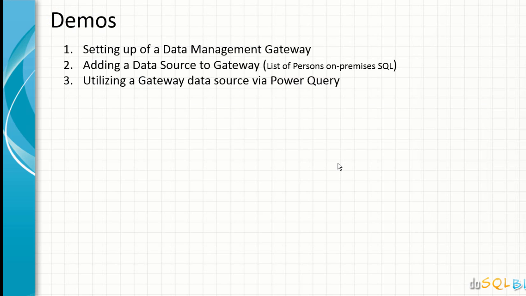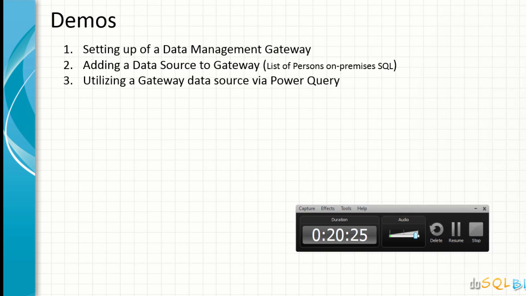Now the next thing is utilizing a gateway data source via Power Query. We added a data source to the data management gateway, but we want to utilize it by using Power Query for Excel. A data source in the data management gateway is by default not browsable in Power Query. What we could do is explicitly enable that. Let's switch back to the demo.